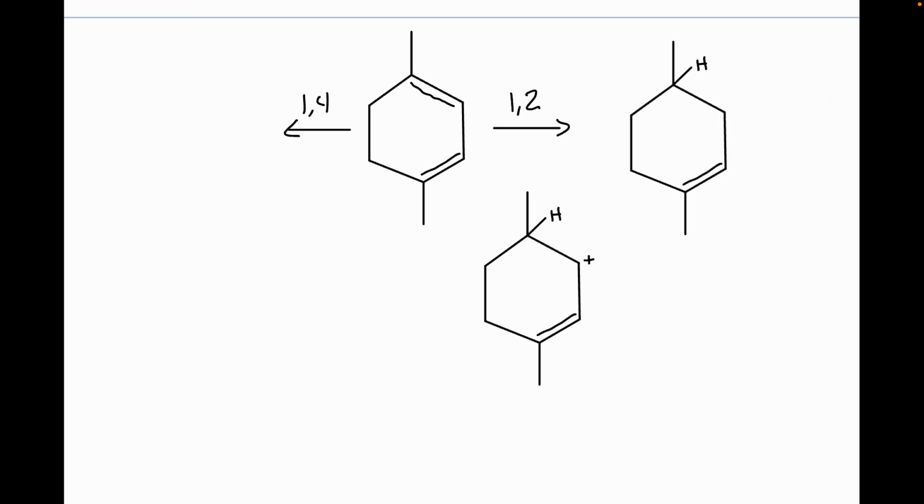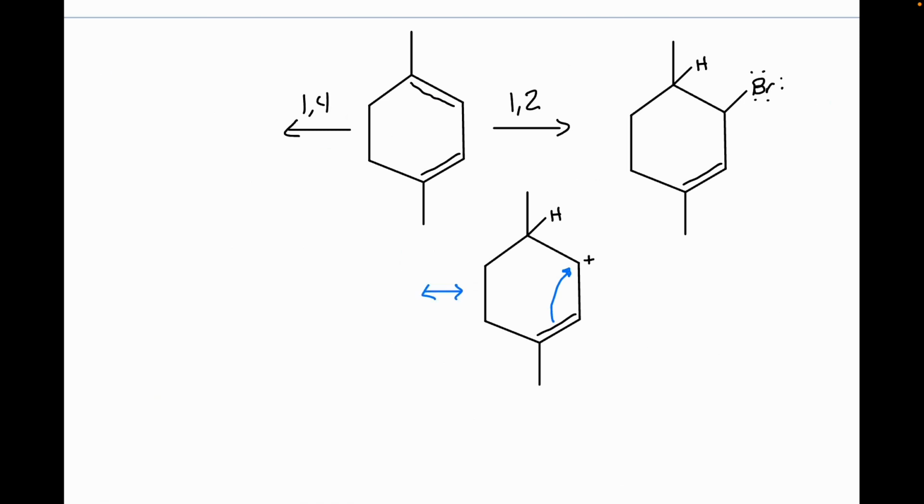Right, so my 1,2 adduct is what forms when the hydrogen and the bromine are added 1,2 carbons apart. Remember, the bromine has to go in that allylic position, right? That's the carbocation that will form, that allylic carbocation. The 1,4 addition arises because of the resonance of that allylic carbocation.